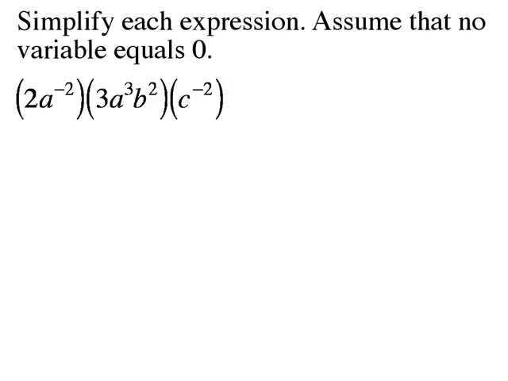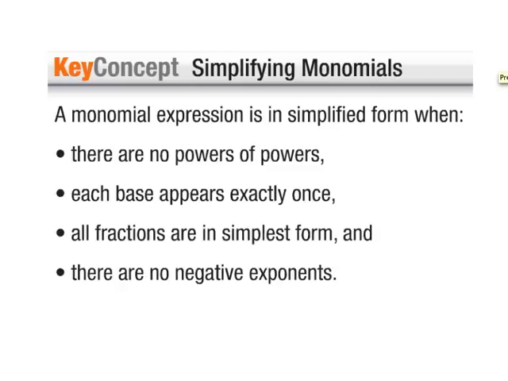We're going to jump right in with another thought here on simplified monomials. A monomial expression is in simplified form when there are no powers of powers, each base appears exactly once, all fractions are in simplest form, and there are no negative exponents. Those 4 things need to happen in every one of your answers. When we go through these, you'll already pretty much know. Know that these are the 4 things.